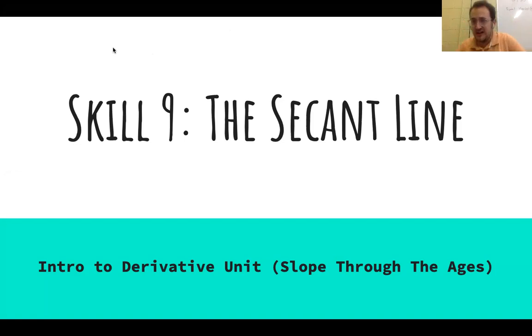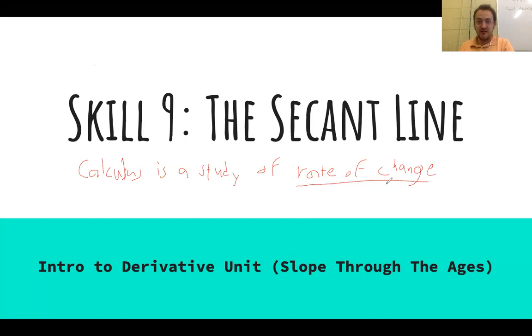So at the end of the day, what some people say calculus kind of is, is the study of rate of change. Calculus is a study of rate of change. And when we actually think about rate of change, this is a word that you've seen since about 6th grade: slope.